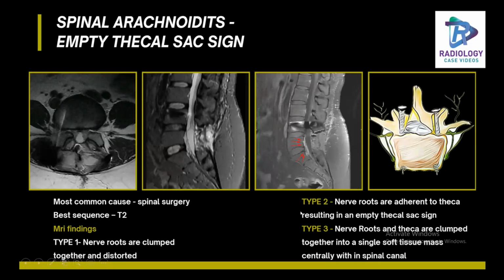Type 2 is when the nerve roots are adherent to the theca, resulting in an empty thecal sac sign. And type 3 are nerve roots in the theca clumped together into a single soft tissue mass centrally within the spinal canal. The main differential diagnosis is leptomeningeal carcinomatosis.